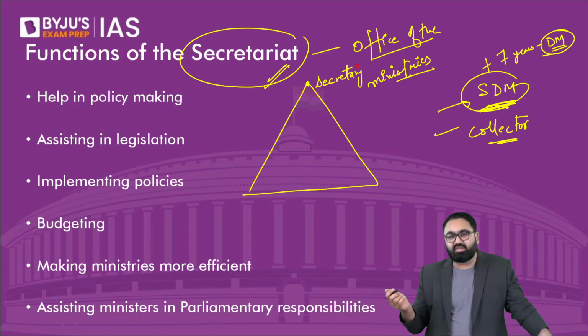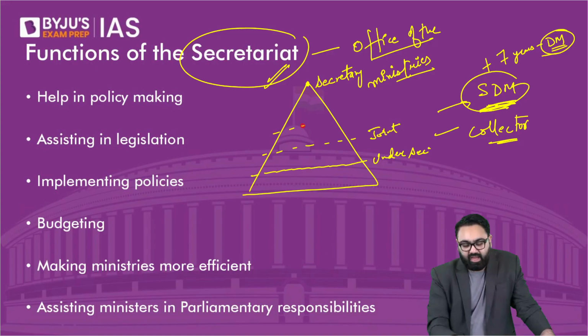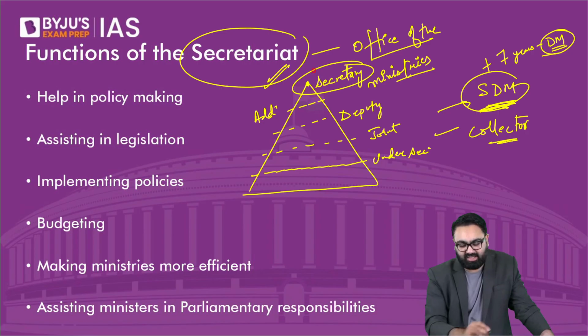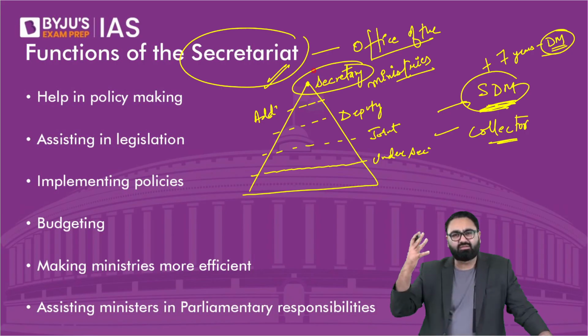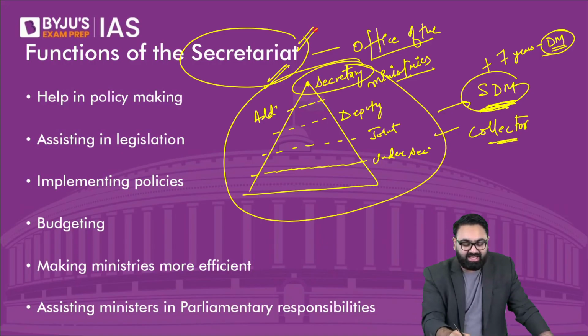When you come to the center ministry, usually at the very bottom you start at the under secretary level. Usually under secretary is the first post. Then maybe you get to become a joint secretary. Then maybe a deputy secretary. Then maybe an additional secretary, something like that, and then you get to become a secretary. Usually this is how it works. So there are a lot of levels basically. All together, this structure is called the secretariat.